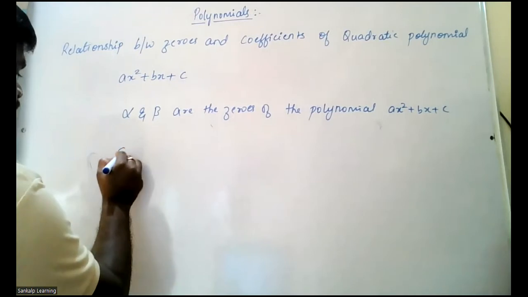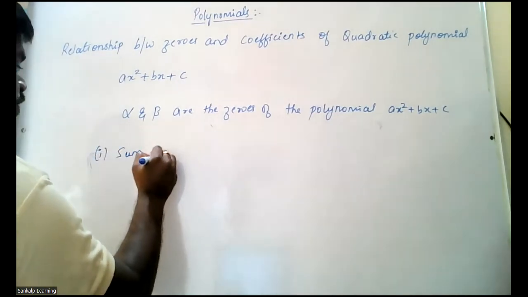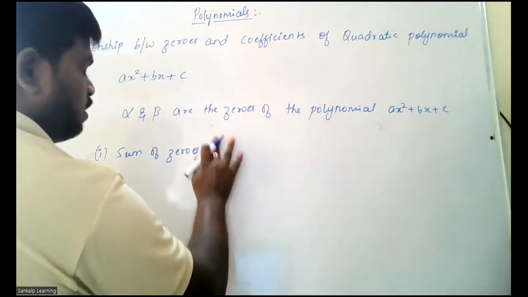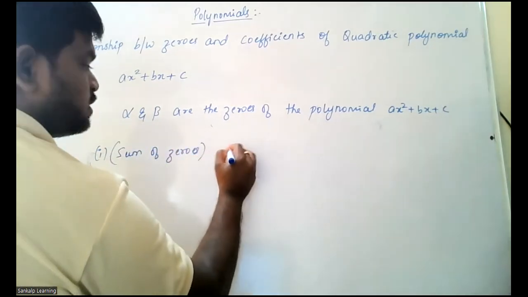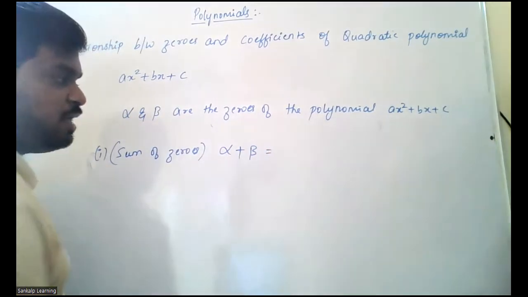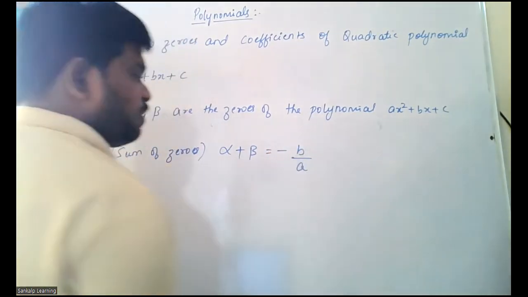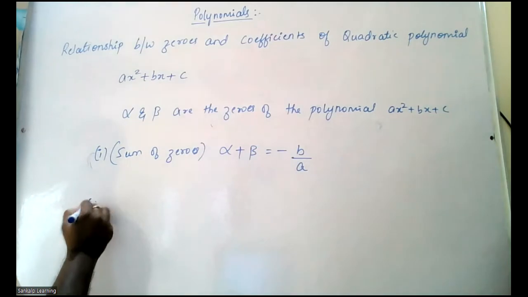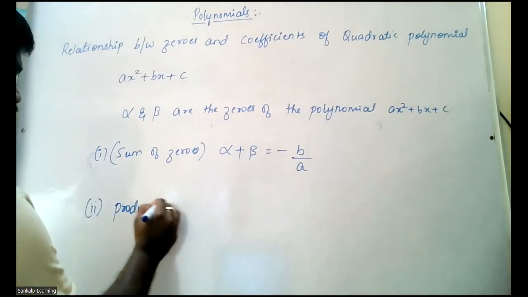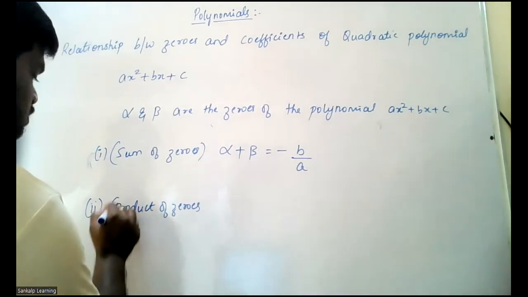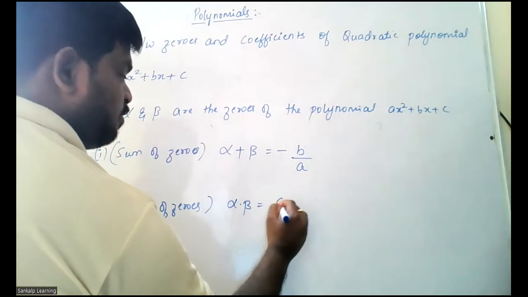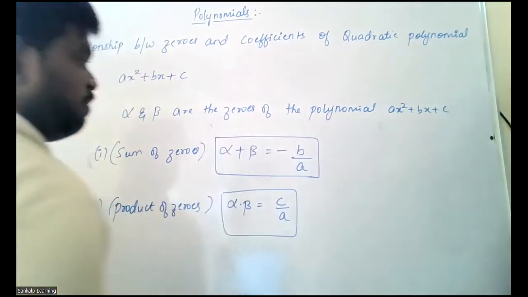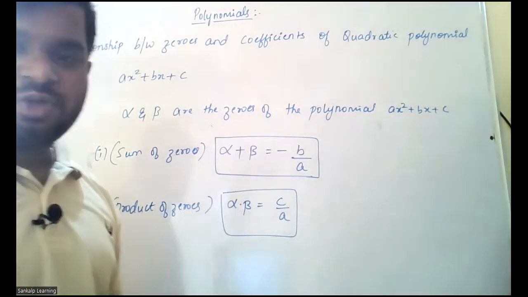That is, the sum of zeros. Let me write it: sum of zeros, that is alpha plus beta, will be equal to minus b by a. So this is one relation: alpha plus beta is equal to minus b by a, and the product of zeros, alpha into beta, will be equal to c by a. Very, very important formulas which we are going to use in many places. And the first exercise is actually based on this.